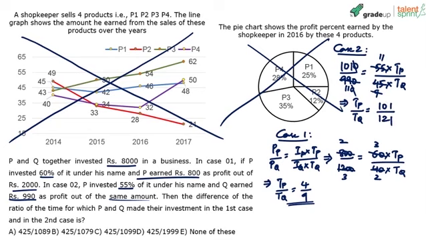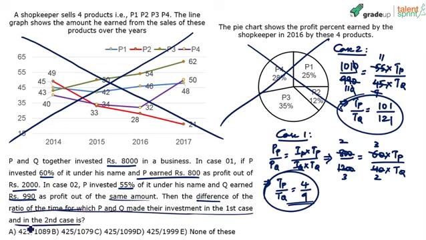Now what is he asking us to find out? We have got the two time ratios, 4 by 9 and 101 by 121. What is the difference of the ratio of time for which P and Q made their investment in first case and in second case? So we have to find out the difference of the two ratios, first case and second case. So your final answer will be 4 by 9 minus 101 by 121, or 101 by 121 minus 4 by 9. Magnitude is not important, difference. So your answer is going to be this. Last step, 101 by 121 minus 4 by 9. Do the calculation, you'll get the answer.